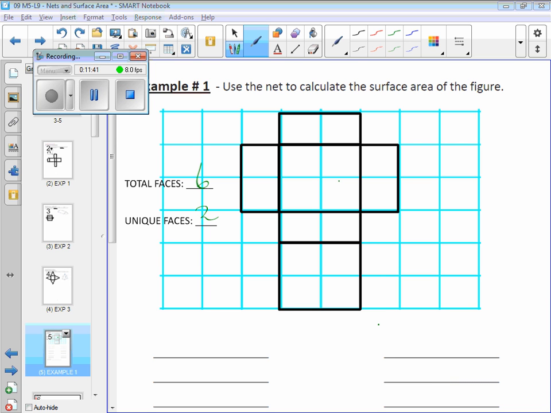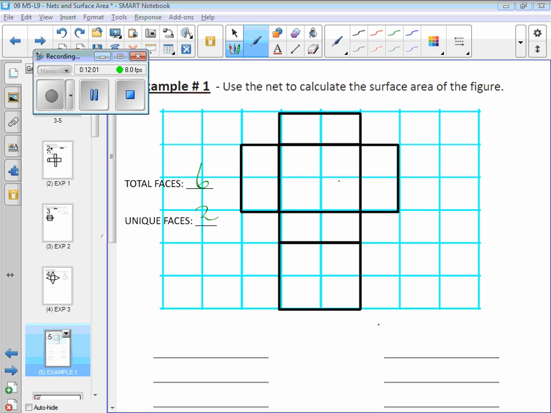Okay. Then what's the height of this? What's the width? This is a 2 by 1. This is a 2 by 1. This is a 2 by 1. This is a 2 by 1. So that only counts once. So you have two unique faces. Okay?